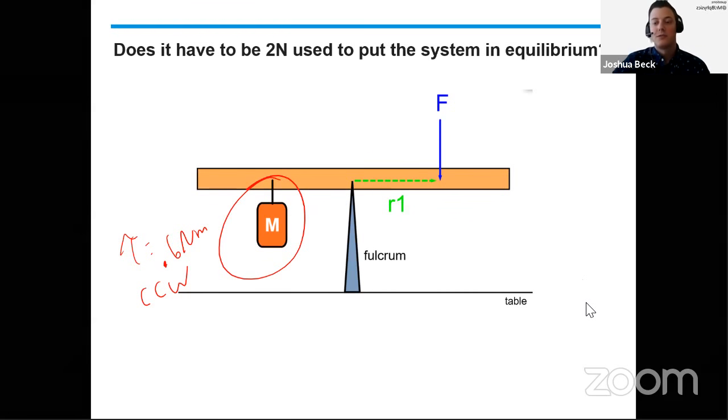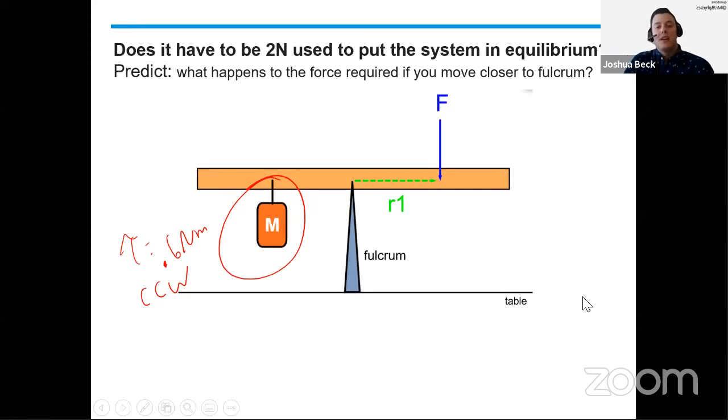So what I want you to do is try and decide what's going to happen, make a prediction. What's going to happen to the force required if I move closer to this fulcrum? I'll give you a minute to make a prediction. What's going to happen to the force required if I move closer to this fulcrum?